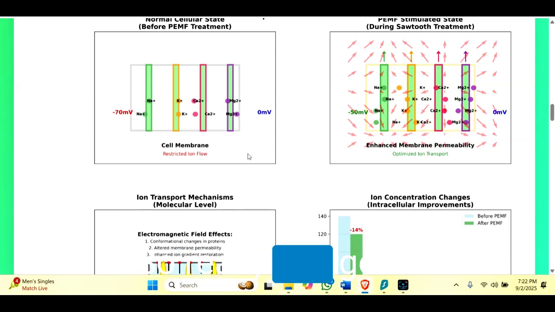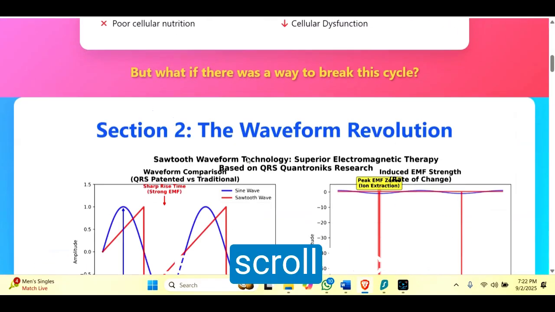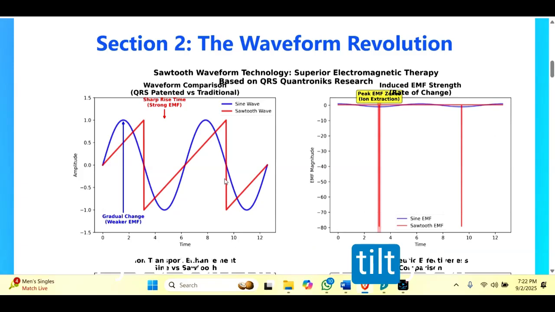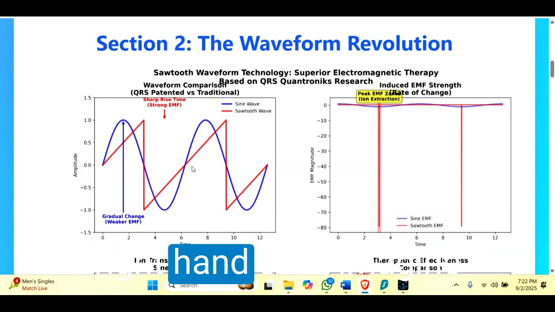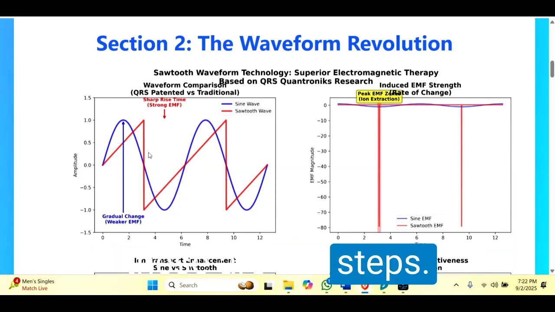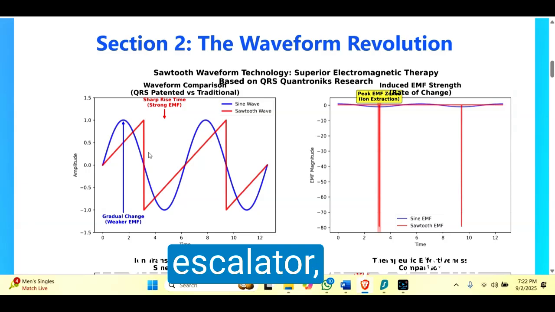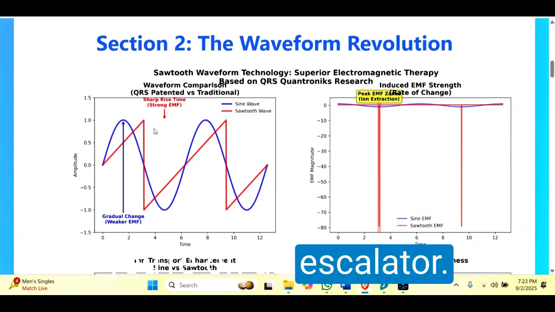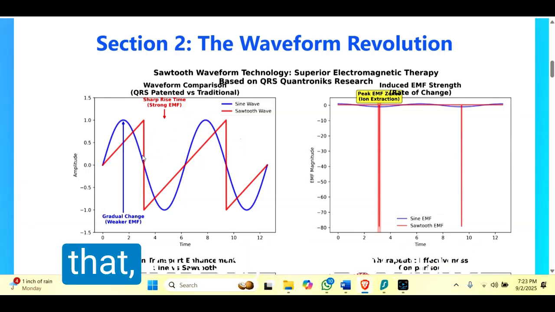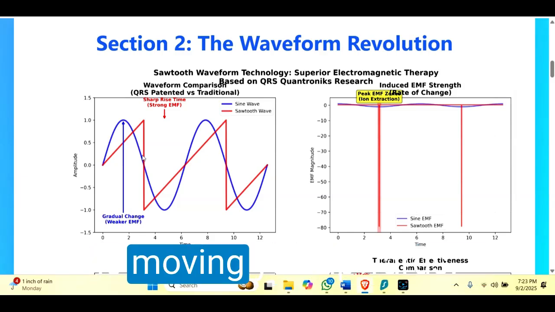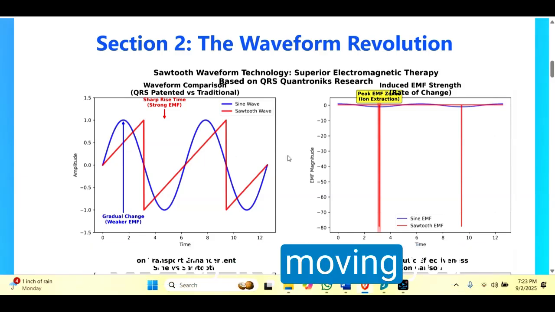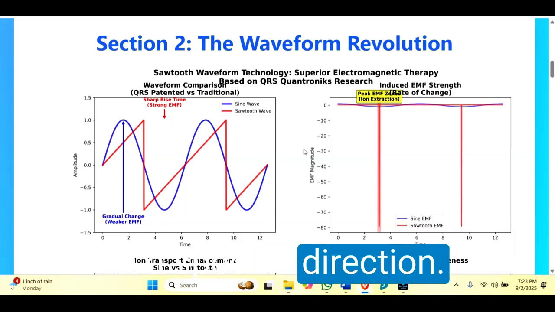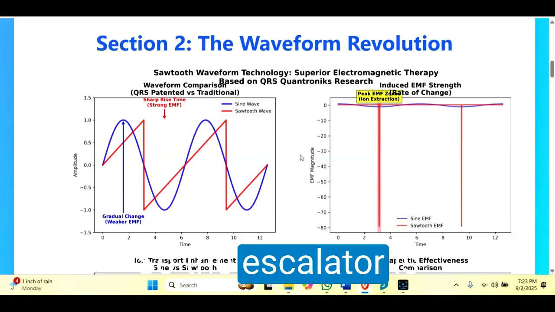So really you've got to imagine an escalator. Let's scroll back to the diagram here. You see the red sawtooth waveform. If you tilt your head a little to the right, imagine these are steps on an escalator. That's how you're going to get this analogy. These are the steps, and let's say that escalator is moving you upwards, over here to the right side, in a specific direction. So the escalator is moving in one direction.